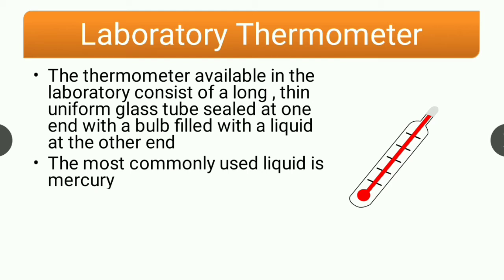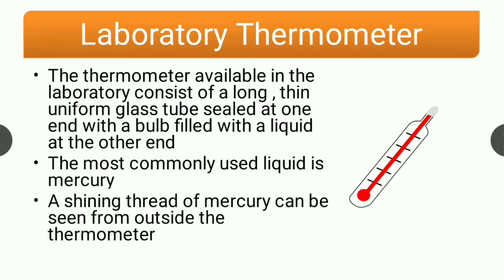The thermometer with a red liquid is not mercury. It is not mercury, it is a colored alcohol. A shining thread of mercury can be seen from outside the thermometer. So if it is silvery in color, then it is definitely mercury in a thermometer.